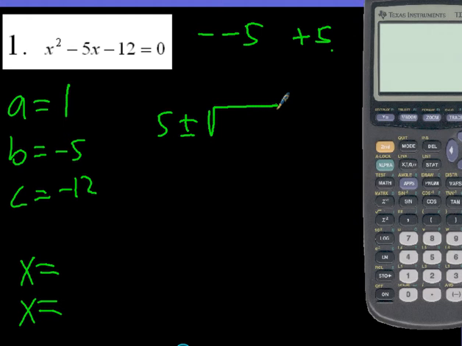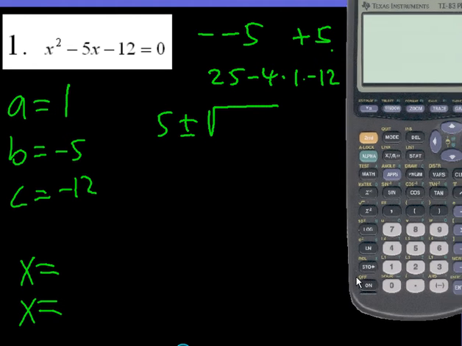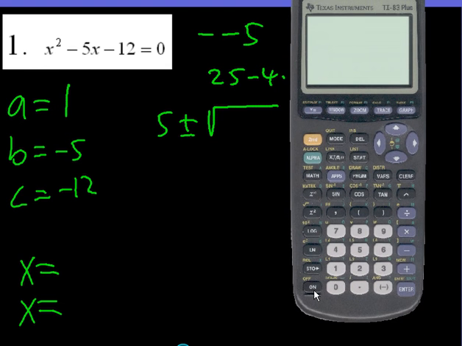So b squared, negative 5 squared, is going to be 25, minus 4 times a, which is 1, times c, which is negative 12. So that's going to become plus, right? Because that's 4 times 1 times negative 12. So it's going to be 25 plus 48. Now, you don't have to do it by hand, though. Just showing you. All right?